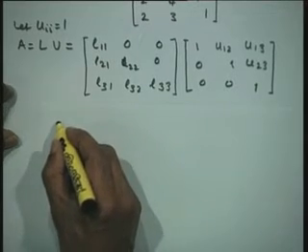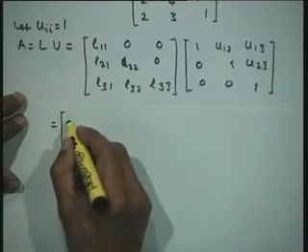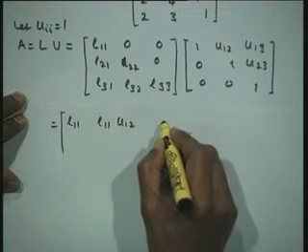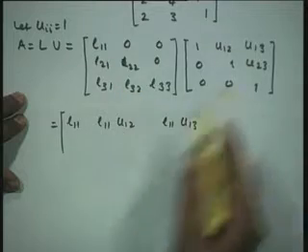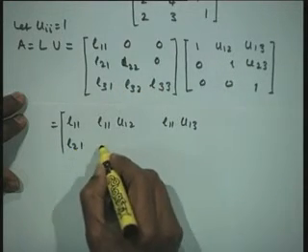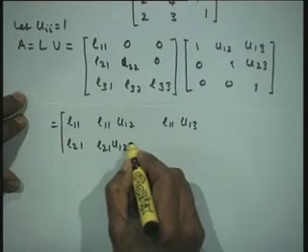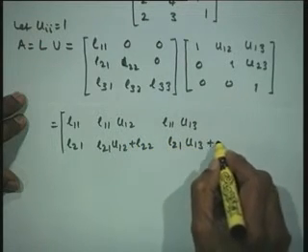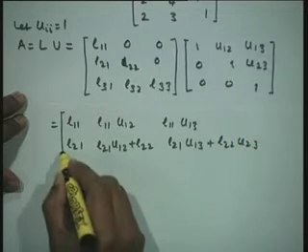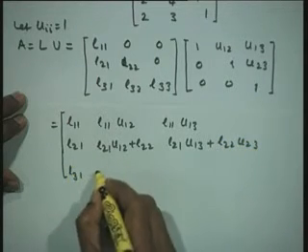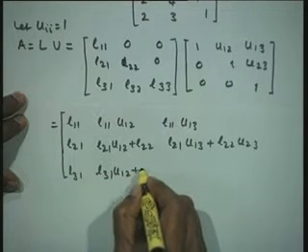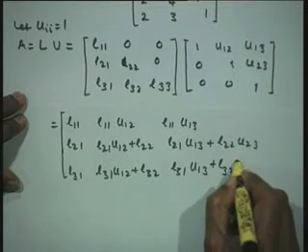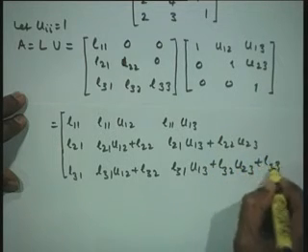Now, let us just multiply it out and write it here itself. So, let us write it out. This is L11 into L11, L11 U12, L11 U13, that is the first row, L21, L21 U12 plus L22, L21 U13 plus L22 U23, then L31, L31 U12 plus L32, L31 U13, L32 U23 plus L33.